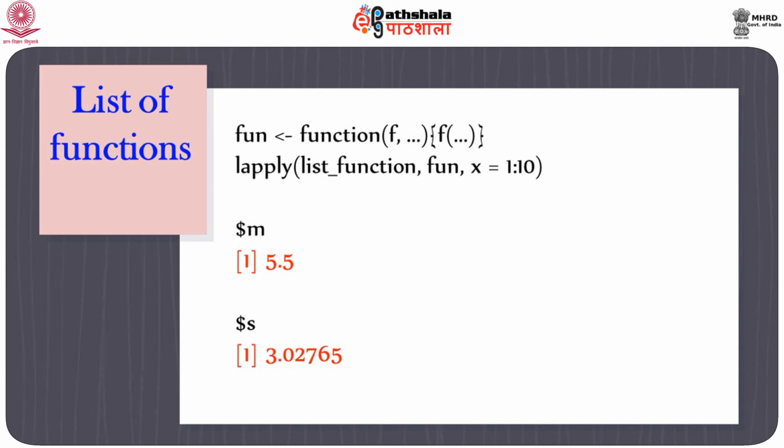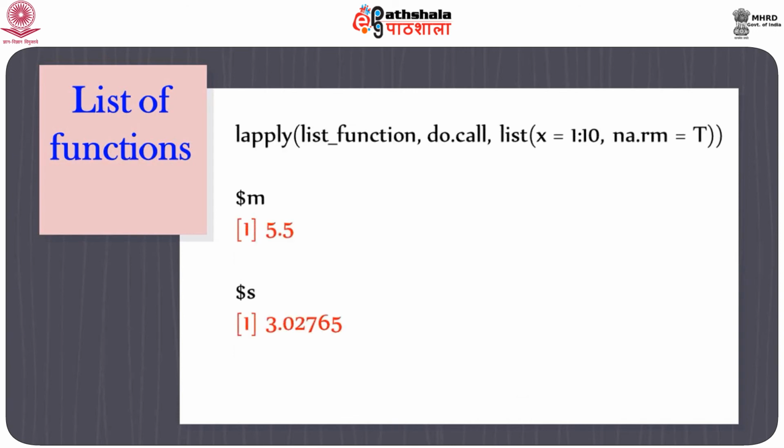Using the lapply function, we have access to both the functions enlisted within the list, named list underscore function. Here, if we use the do.call function within the lapply function, then also we will come up with the same result. The only difference is that the arguments to functions within the list must be enclosed in a list too. Like here, the list underscore function follows this.